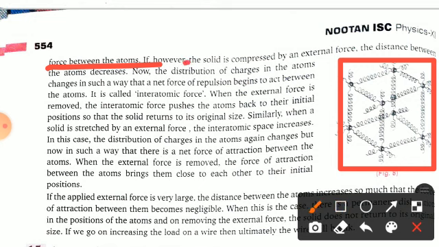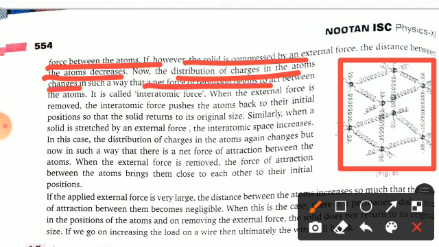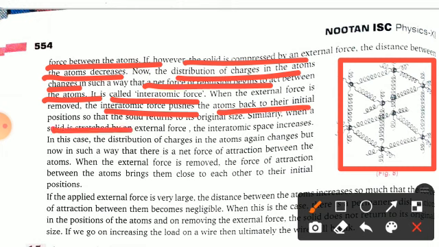Now, however, if the solid is compressed by an external force, the distance between the atoms decreases. Now the distribution of charges in the atoms changes in such a way that a net force of repulsion begins to act between the atoms, and it is called the interatomic force. So when the external force is removed, the interatomic force pushes the atoms back to their initial position so that the solid returns to its original size.